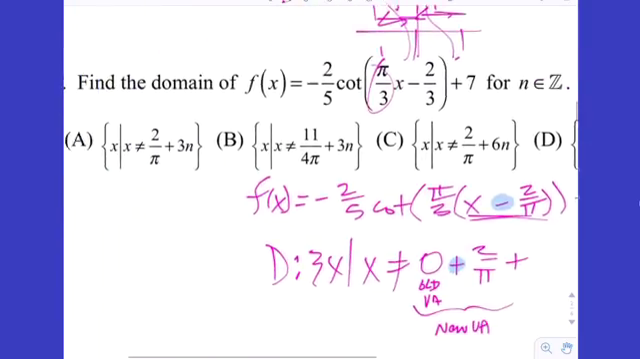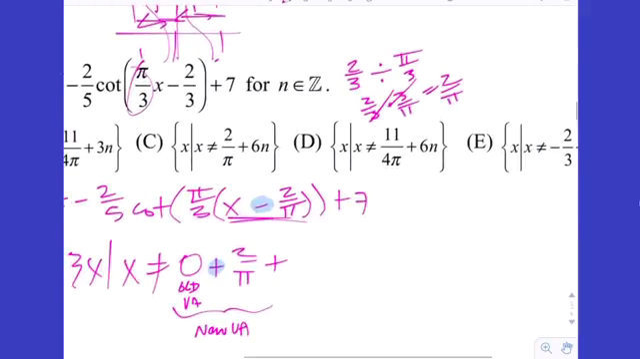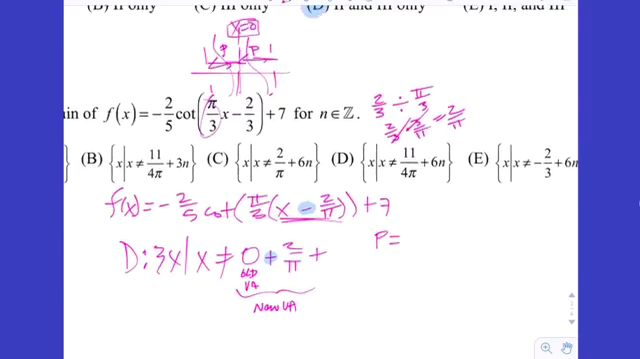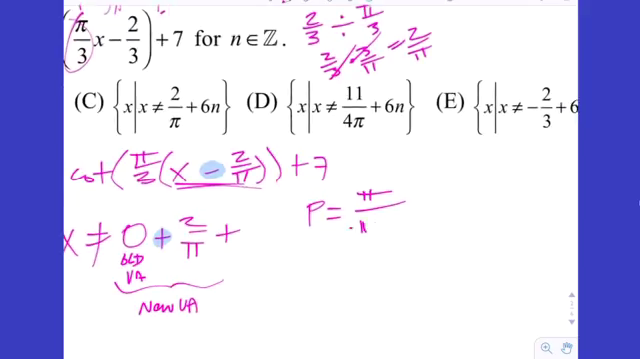From the answer choices, it looks like it's either 6 or 3. I like 6 better, right? Is that how we do it? Nope. Okay, so let's go ahead and find the period. The period for tangent and cotangent is what over b? Pi or 2 pi? Pi, good. So it's pi over b, and b, of course, is pi thirds.